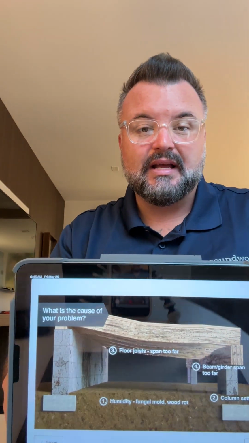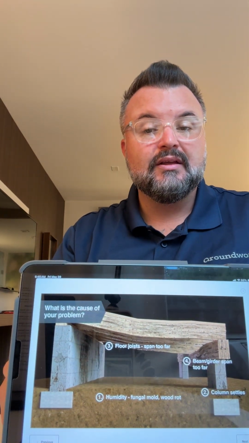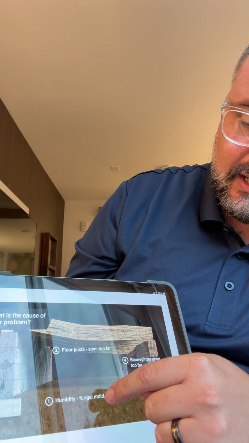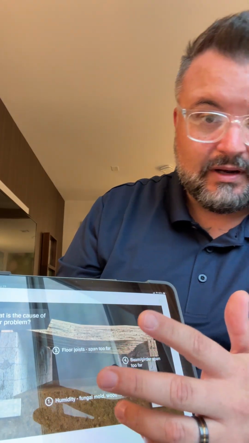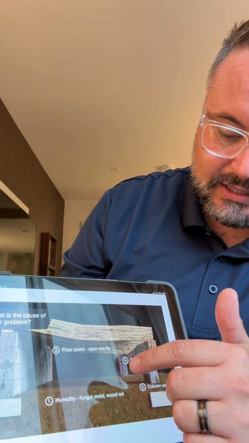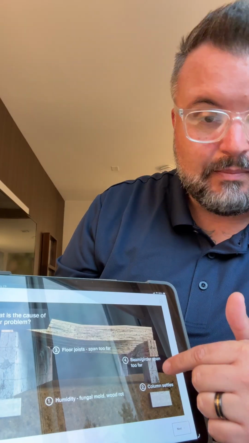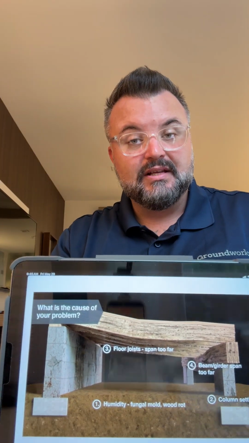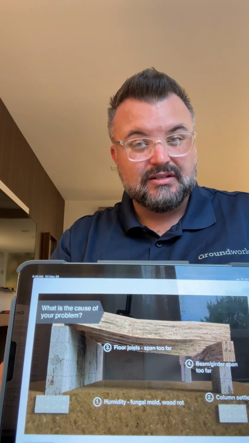And this is another example of what could happen underneath your home. You can see this is a floor joist that's spanned too far. The humidity, that fungi, mold, and wood-eating fungi start to grow underneath these conditions. You can see this is an example of a column breaking. These are obviously not ideal situations, would you agree? And if this is what your home looks like underneath, is there something you'd like to do about it?